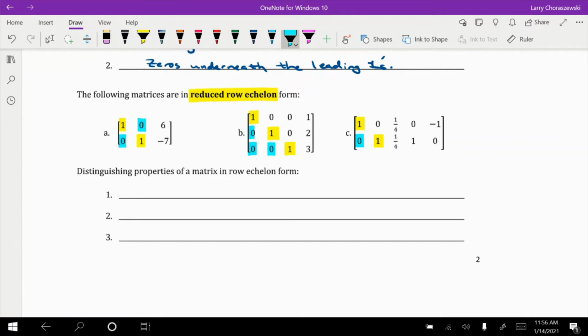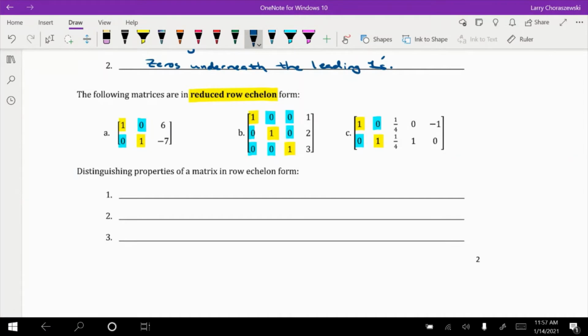Okay, in this first matrix, there's a zero above the second leading one. In matrix B, there's also a pair of zeros above the third leading one. And then there's a zero above the second leading one in the matrix in part C. So with a reduced row echelon form matrix, you have the leading ones, you have the zeros underneath the leading ones, but you also have the zeros above the leading ones.